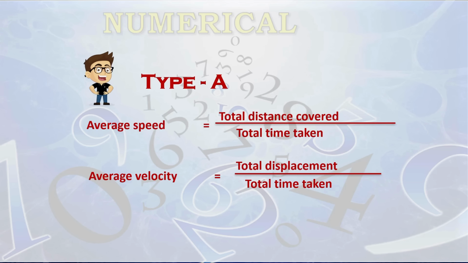Here, displacement means the shortest straight-line distance between the starting point and the final point, along with the direction. So remember this important difference. Average speed depends on distance, while average velocity depends on displacement. Using these two formulas, we can easily solve numerical problems related to motion. Now let us move to the first example and understand the solution step by step.